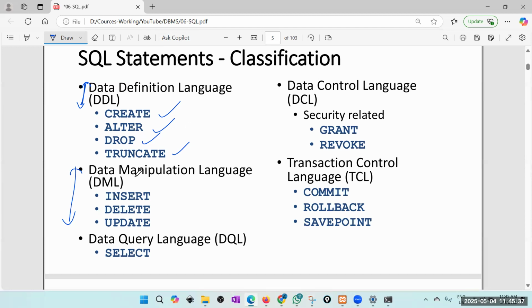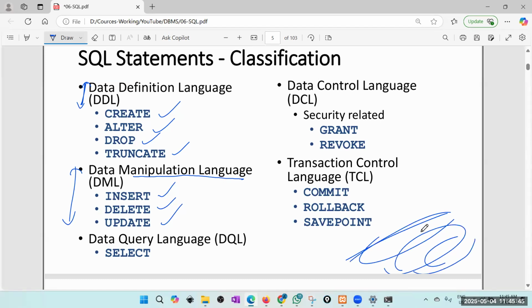Right. So data manipulation language statements include insert, delete, and update. So you insert a record, you update an existing record or set of records, or you delete one or more records. So if you are writing this kind of statement, insert, delete, or update, you are writing one of the DML statements.